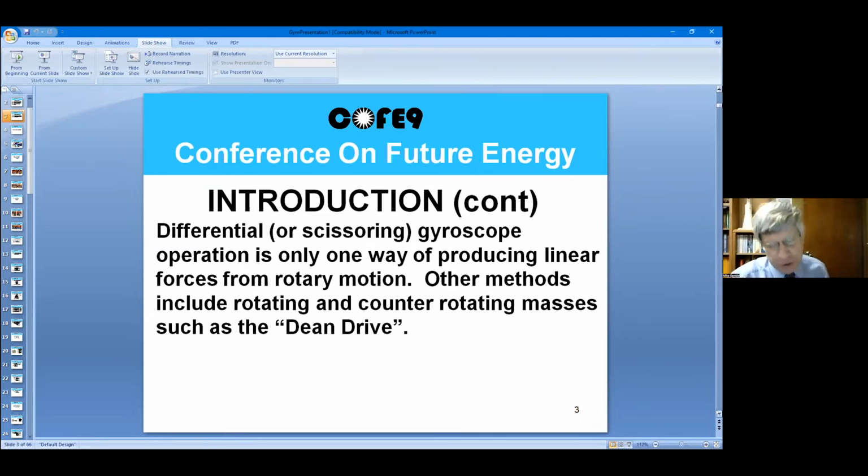This one's on differential or scissoring gyroscopes. It's one way of producing linear forces from rotary motion. There are other methods. We had a guy earlier that had another method. Dean drives are another one. Rotating and counter-rotating masses, besides gyroscopes, also do the job.